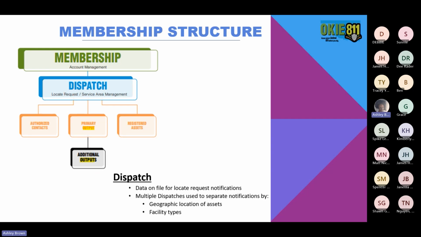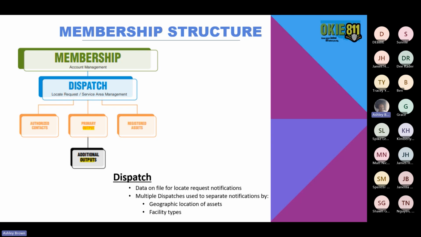The next level of the membership is the dispatch level, and as I mentioned, you can have multiple dispatch codes. Sometimes the dispatch codes are separated by geographic region or by facility types. For example, a municipality membership may have one dispatch code for their water department and a completely separate dispatch code for their electric department. Or maybe a pipeline company has one dispatch code for their underground facilities in the northern half of the state and a separate dispatch code for their facilities in the southern half of the state. Either way, the dispatches are separated.